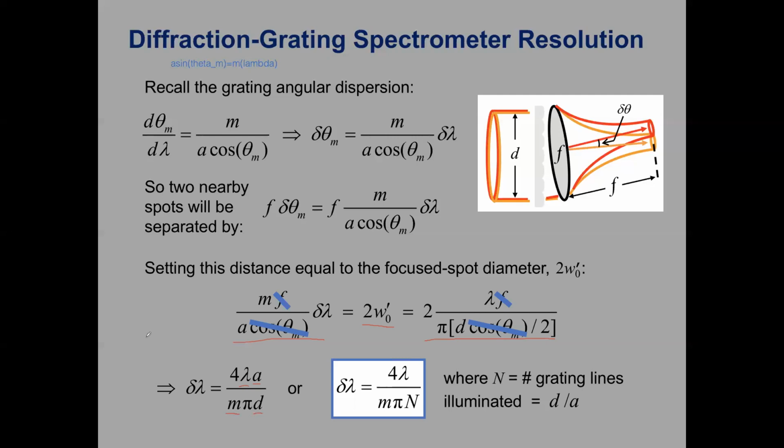So the smallest wavelength difference that we can detect with any given diffraction grating lens combination in a spectrometer is proportional to the center wavelength or the average wavelength we're working with, lambda, and inversely proportional to how many slits of the diffraction grating we're actually using.